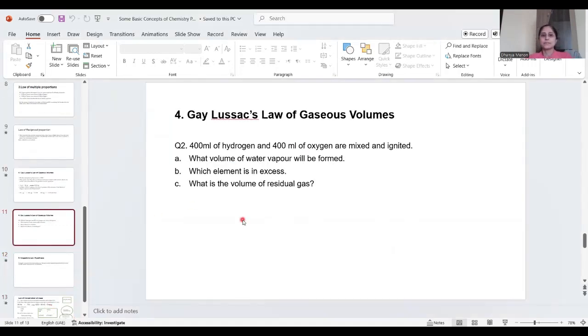Now over here, you have 400 milliliters of hydrogen reacting with 400 milliliters of oxygen. They are mixed and ignited. What volume of water vapor is formed? That means it's a gaseous form, so we can find out the amount using Gay-Lussac's law. Okay. Let's write down the equation. There are three questions. Which element is in excess? Third one, what is the volume of residual gas? I'll tell you what residual gas is. Let's first write down the equation.